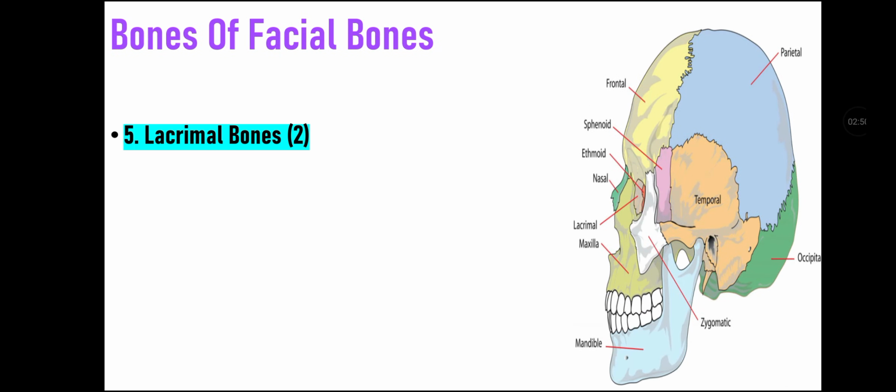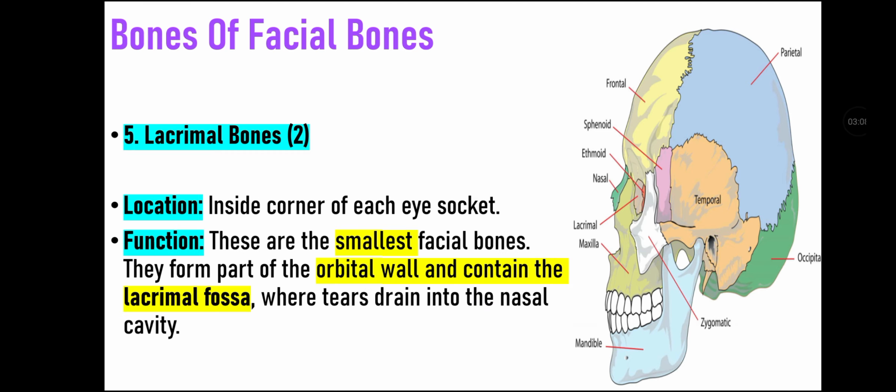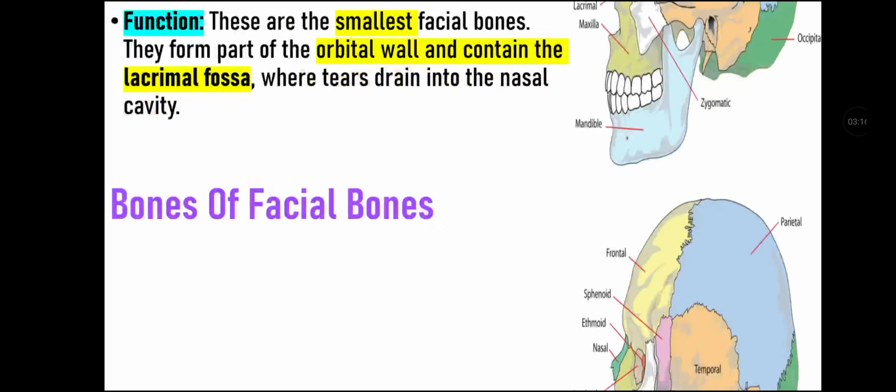Next facial bone we have is the lacrimal bone. As you can see in the diagram, the lacrimal bone is the light brown color here, and it is a paired bone. That means there are two lacrimal bones in every skull. Location: inside corner of each eye socket. Its function: the smallest facial bones, they form part of the orbital wall and contain the lacrimal fossa where tears drain into the nasal cavity.